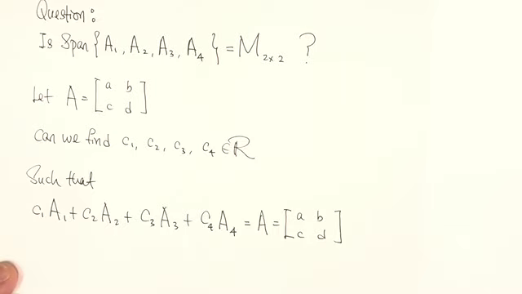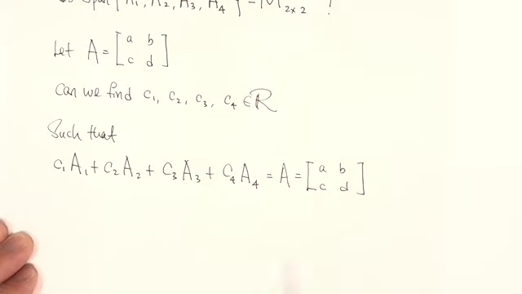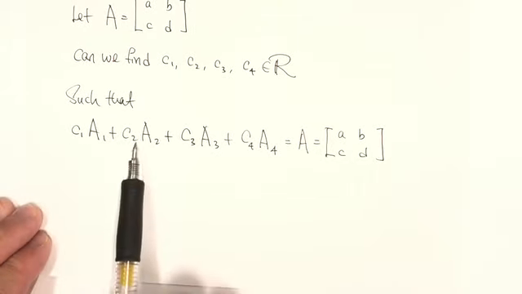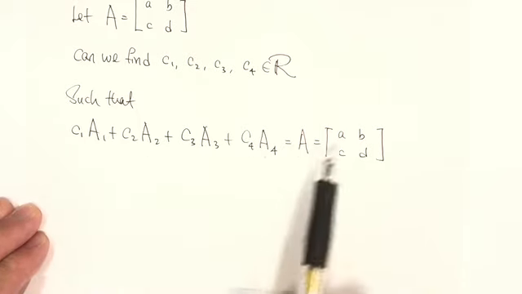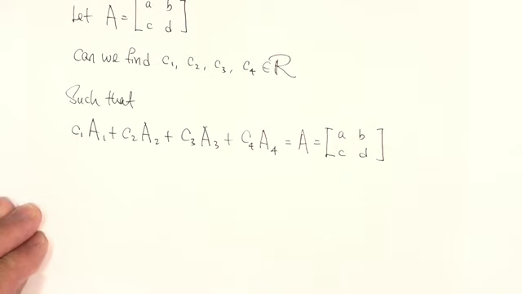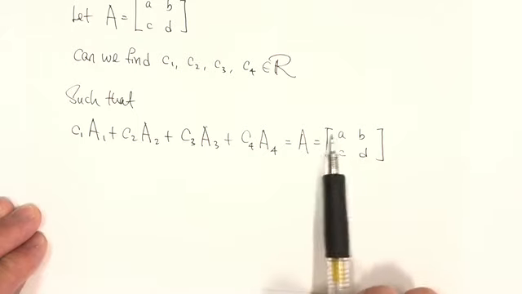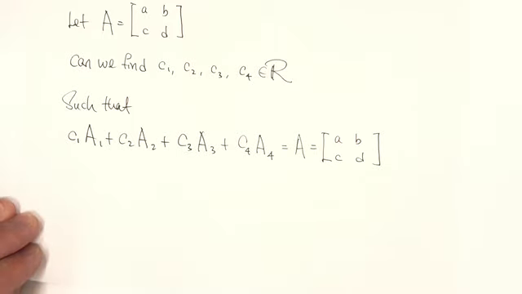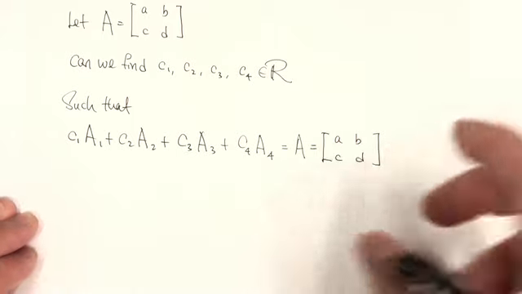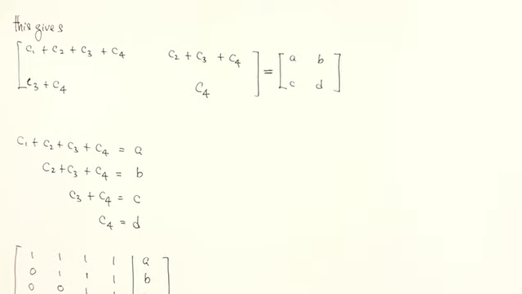So the question now is whether or not, given this matrix A with entries a, b, c, and d, we can find the numbers C1, C2, C3, and C4 such that the combination here gives you the matrix A with entries a, b, c, and d. If you can find the values C1, C2, C3, and C4 such that this equals that, then we know that this matrix will be in the span of all these 4 matrices.